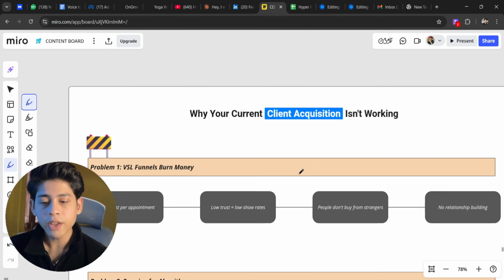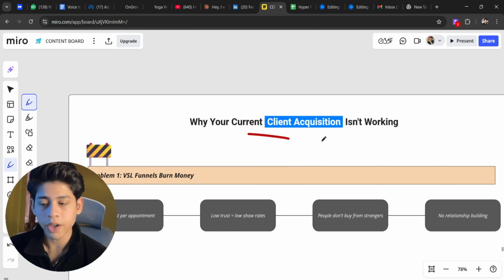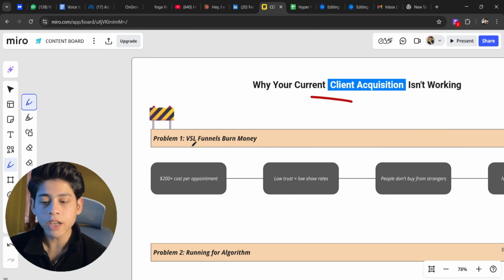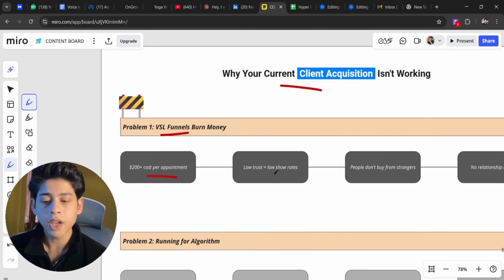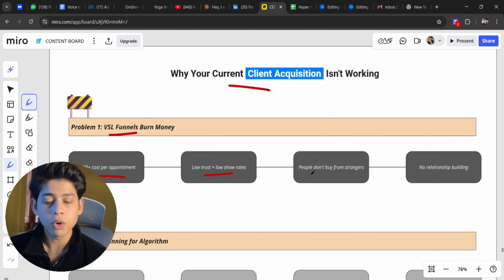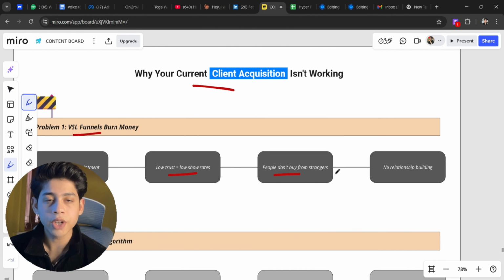Now let's talk about why your current client acquisition system is not working. So problem one can be you are still burning your money on the VSL funnel, which means you are getting a high cost per appointment. Low trust means low show rates. People don't like to buy from strangers, so you have to take multiple calls to actually convince those people to buy. And there's no relationship building. So if you're not able to close the deal, you simply lose that prospect. And let's say even if the prospect needs your service in the future, there's no direct contact with you, and 99% of the time they choose someone else.